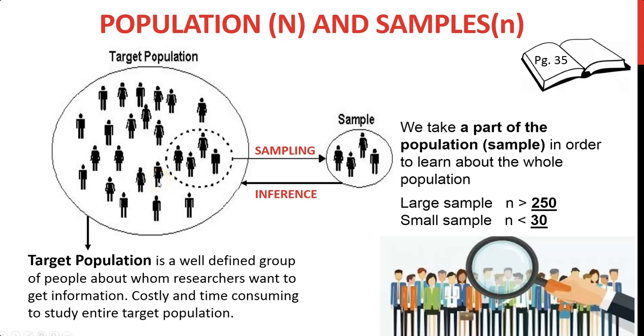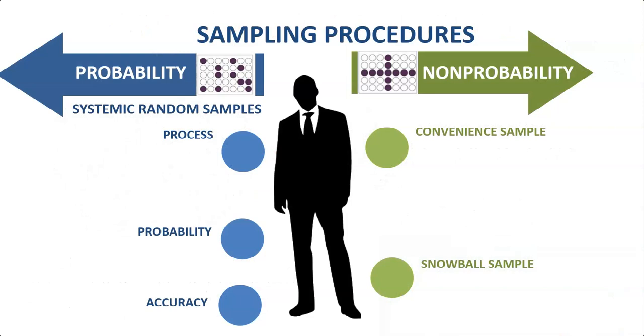So a large sample usually is more than 250, a small sample usually less than 30, but you usually need a minimum of 30 in order to be statistically reliable. Two types of sampling procedures, probability types and non-probability types.